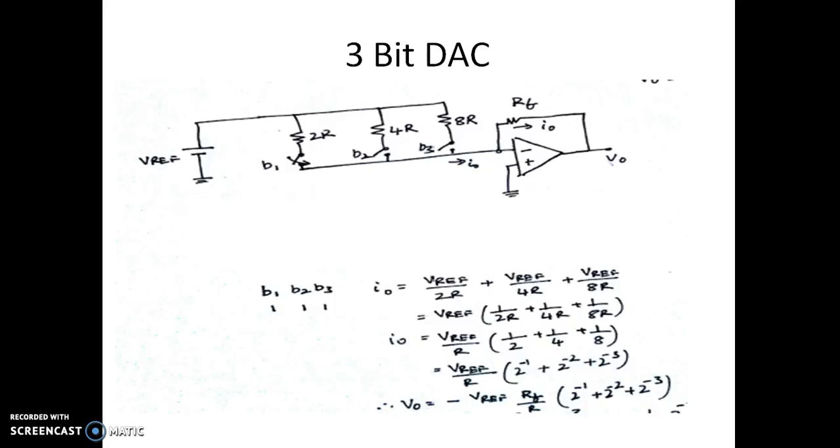Now it is very clearly evident that depending on the bit values, that is B1, B2, B3, we are going to have different voltages. So the output voltage purely depends on the bit values B1, B2 and B3. It is very important to note that the resistance values vary as per the bit position. If the bit is the MSB, we have the least resistance. If the bit is the LSB, we have the highest resistance. We shall see a few more examples in the coming videos.